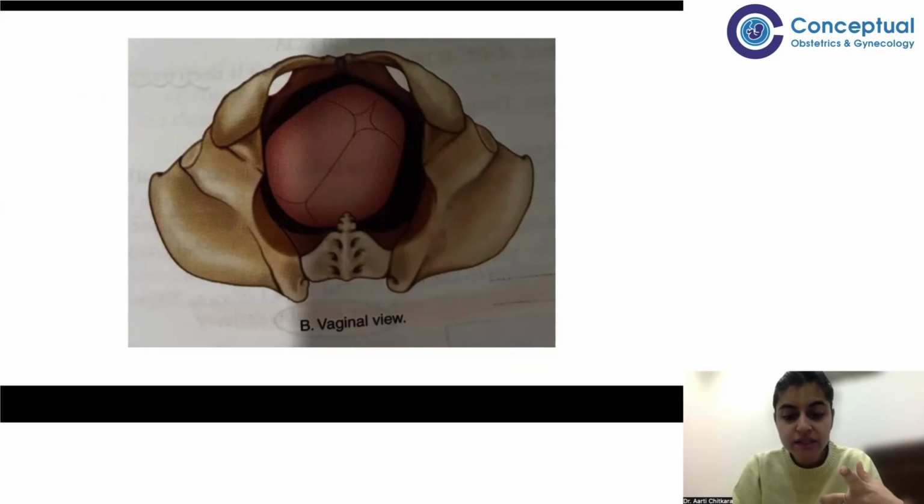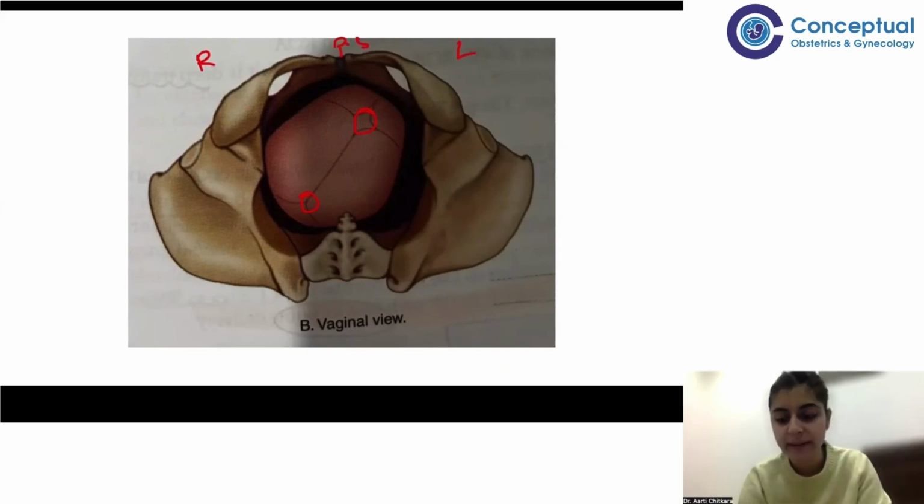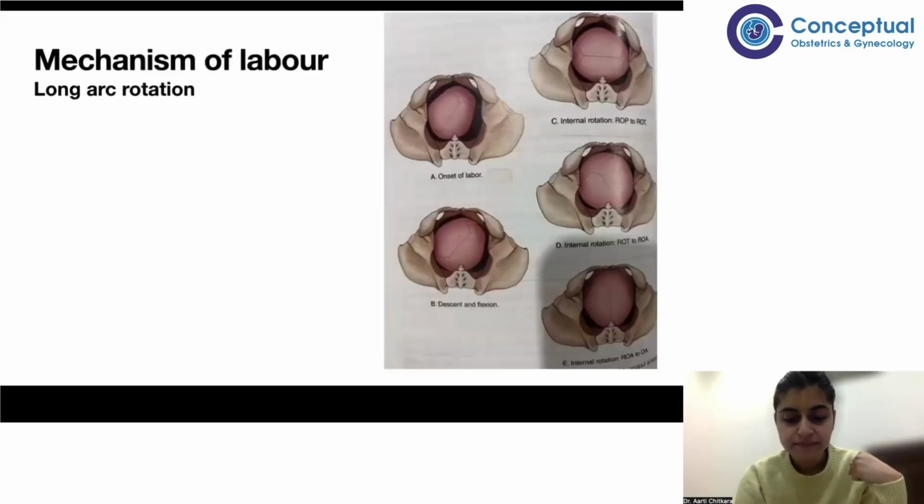For all of you, see here, you can clearly make out the anterior fontanelle and the posterior fontanelle are almost lying at similar levels. The bregma lies to the left of the symphysis pubis. This is our right, this is left, and the bregma is lying to the left of pubic symphysis, whereas the posterior fontanelle is lying in the posterior segment and to the right posterior segment of the pelvis. I hope things are making more sense now.